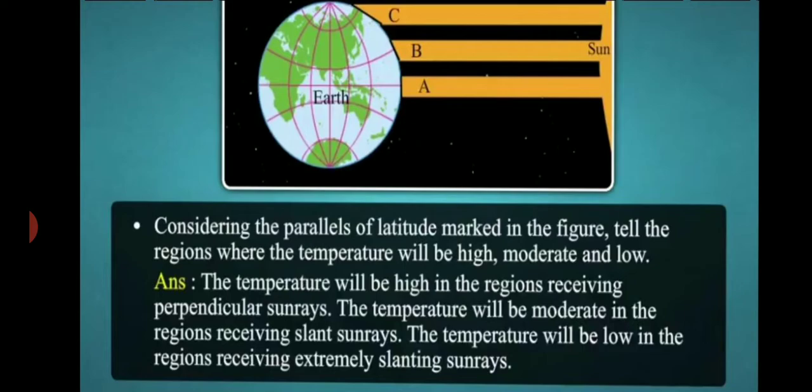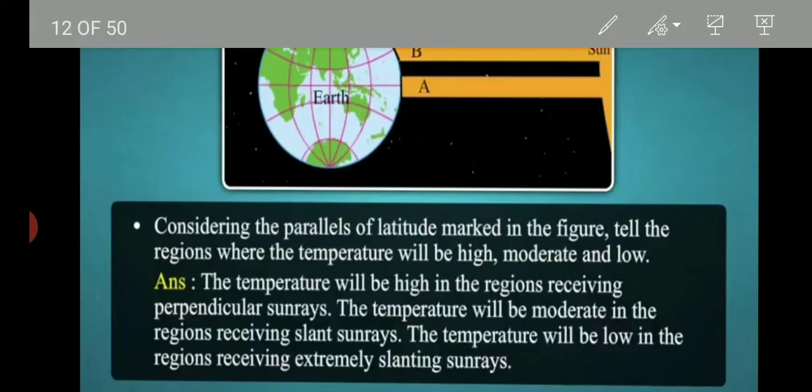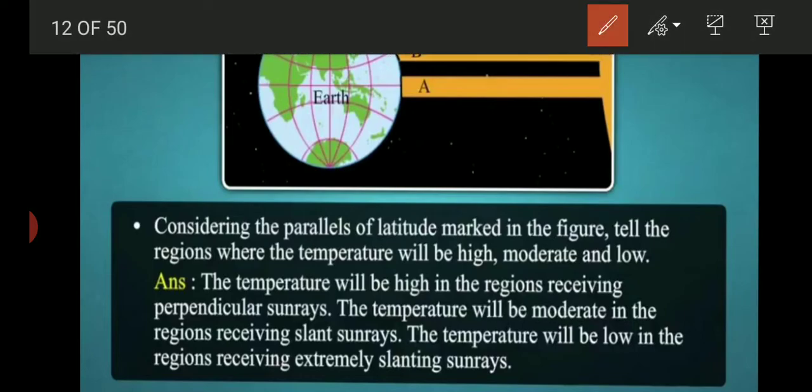Measure the width of the rays shown between the Earth and the Sun. Considering the parallels of latitude marked in the figure, tell the regions where the temperature will be high, moderate and low. Now see, when we discuss this, you will get the answer.